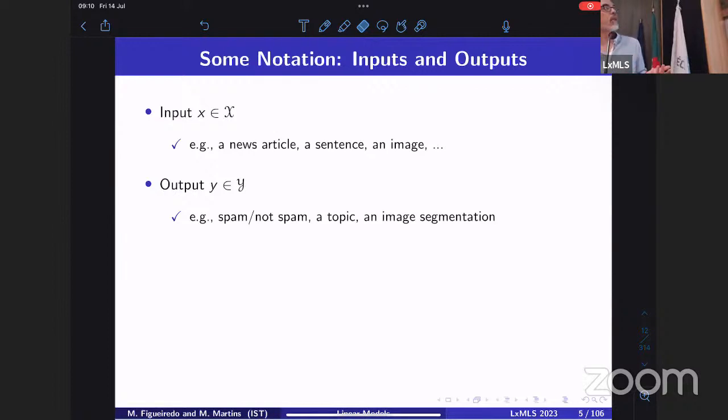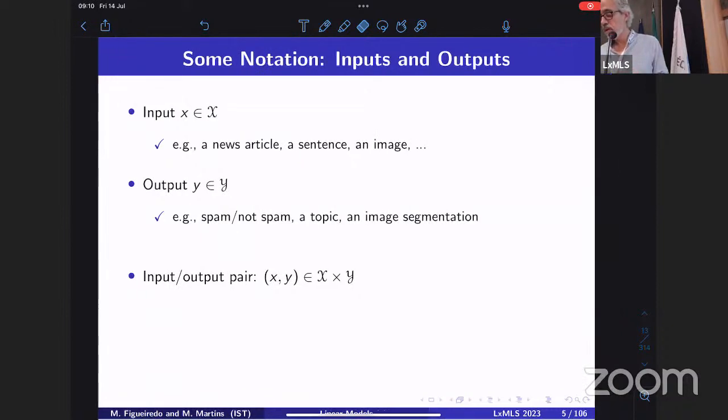And the output can be many different things, okay? It can be just a binary label. Say if you're building a spam detection software, it's just classifying emails as spam or not spam. It can be the topic of a text or of an email, if you're classifying emails into topics. It can be an image segmentation, as complicated as that. It can be a sentence. It can be many different things. We'll always use this notation, X, comma Y, to denote an input-output pair.